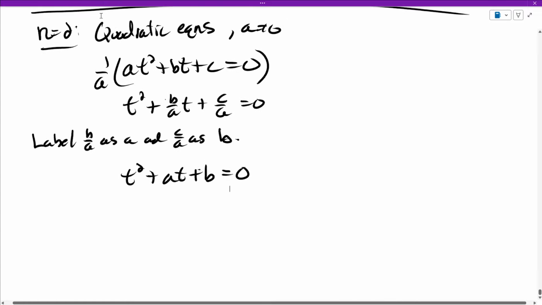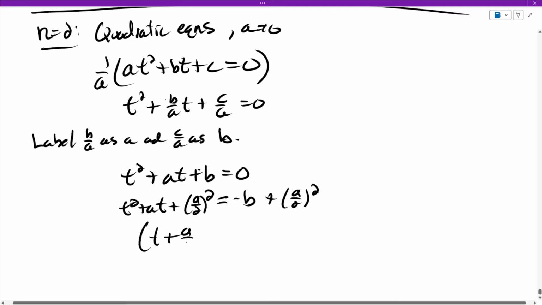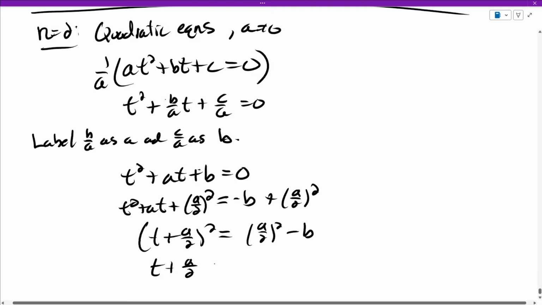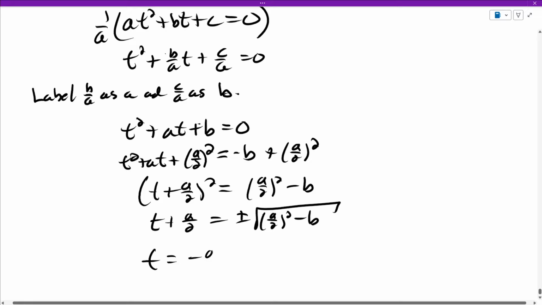And how do you solve something like this? Well, you move the b over as a negative. And then you complete the square. Half of a is a over 2, and then squared is a over 2 squared. But you have to add that to both sides, of course. And that left-hand side factors. And the right-hand side, I'm going to write the a here first. And then you square root both sides. Whenever you square root, you always have to have a plus or minus. And then lastly, you subtract that over.